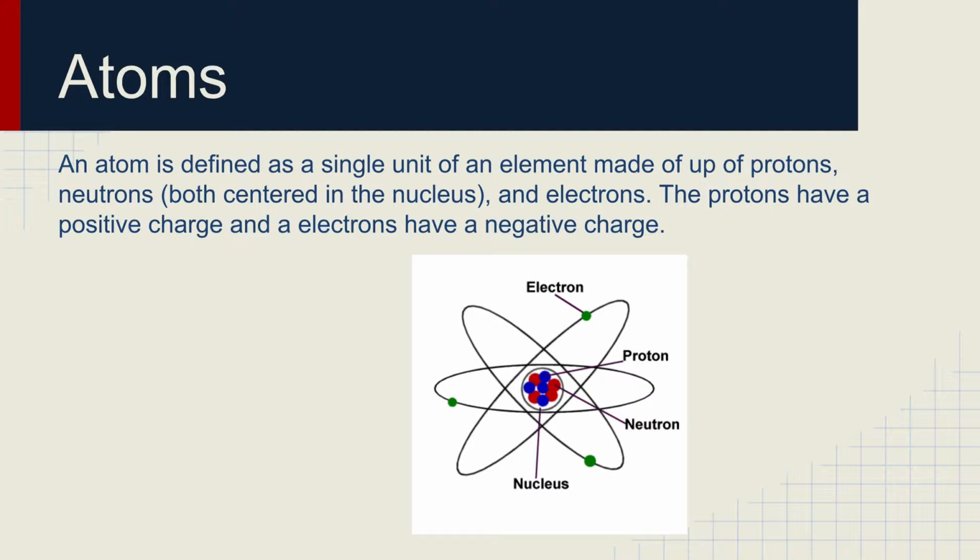The protons and neutrons are inside the nucleus here together, and then electrons orbit around it. And protons have a positive charge while electrons have a negative charge. So if the amount of protons equals the amount of electrons, then the atom is neutral. But in this case, since there's 4 protons and only 3 electrons, this atom will have a positive charge.